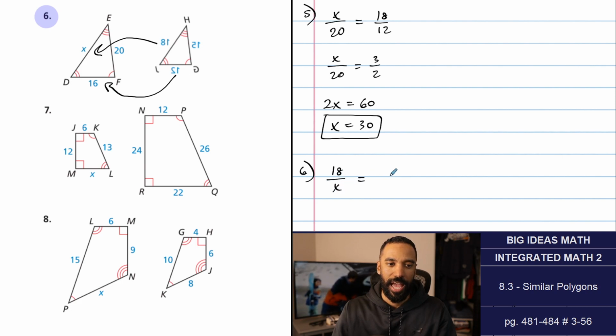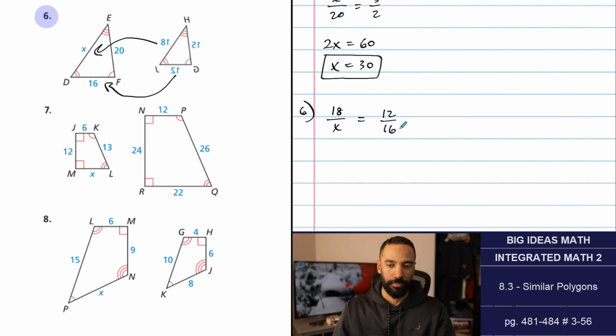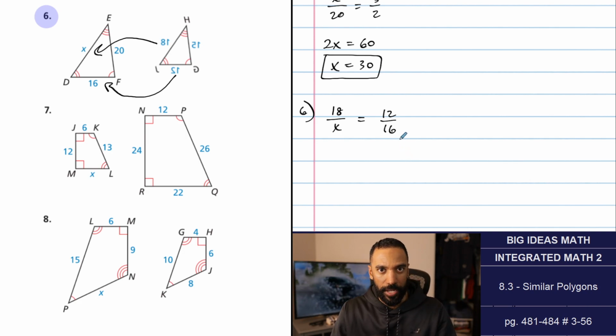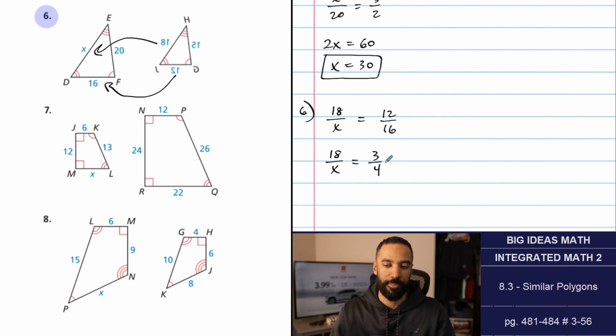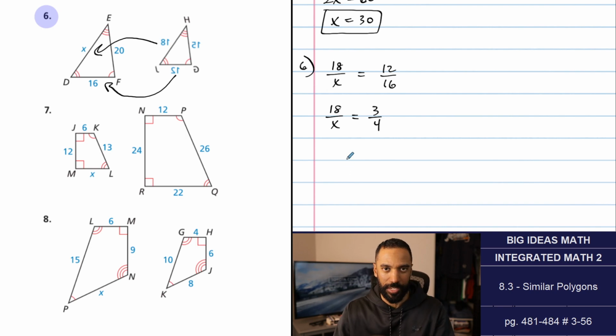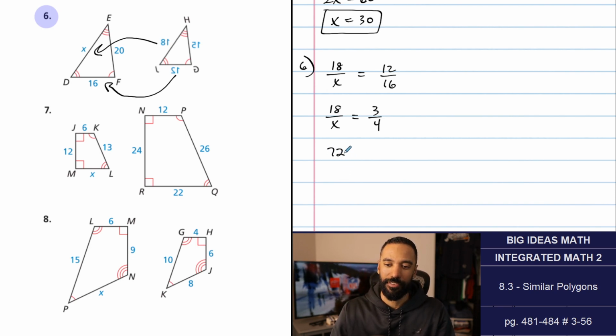18 is to X as 12 is to 16. Word to the wise never hurt. Reduce that fraction once more to 3/4. 18 over X equals 3/4. Easier for me to multiply. I still don't know 4 times 18. 72. 72 equals 3x. Divide by 3 and you get X equals 24.